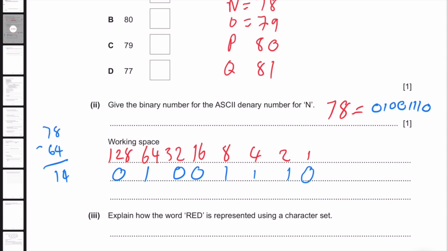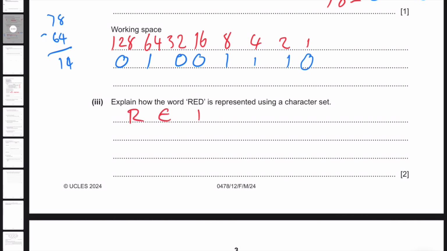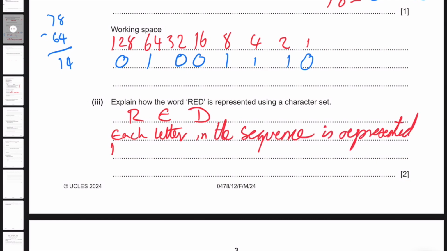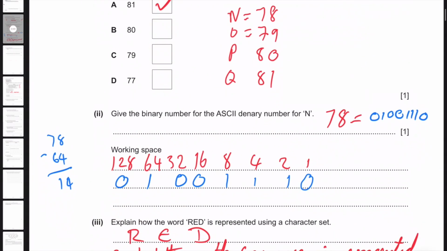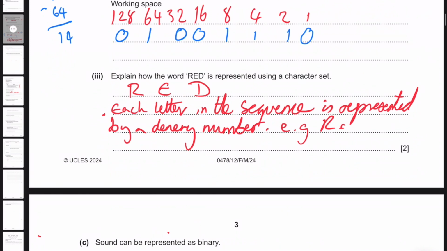Explain how the word red is represented using a character set. Well, red obviously is a sequence of letters, but each letter in the sequence is represented by a denary number. For example, the R, if I look back here, P, Q, R would be 82. Each letter is unique. I think that gives 2 marks. So that would be part 3.